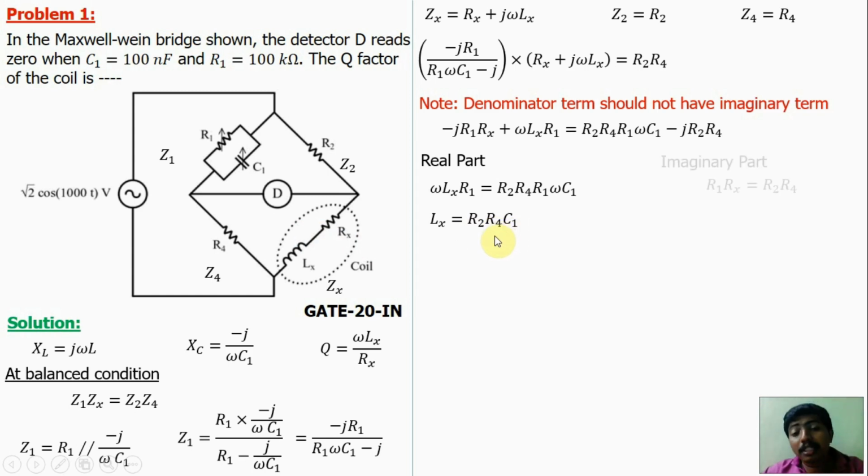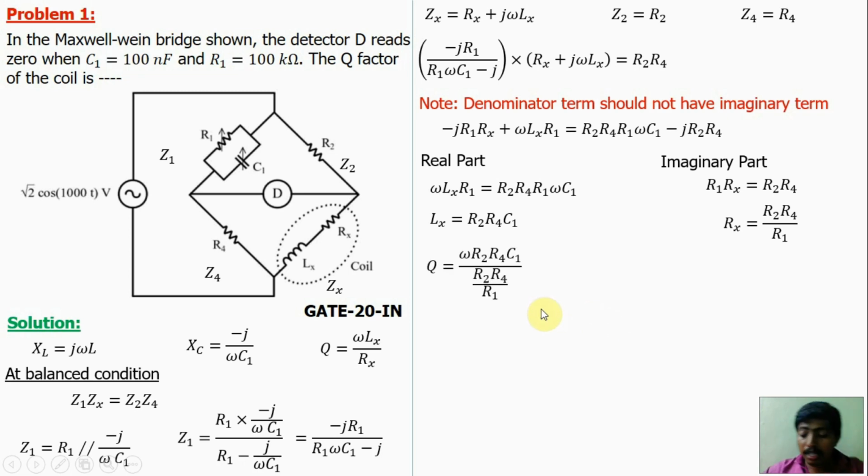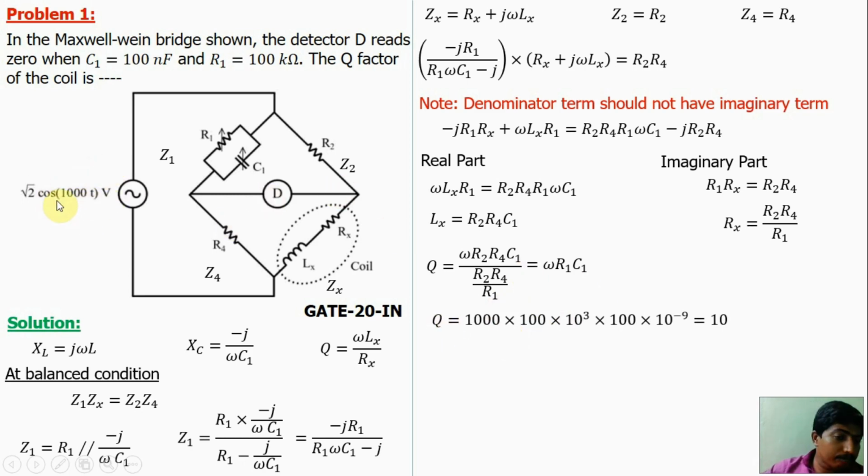Similarly, equate the imaginary parts. Here the imaginary part is R1 Rx, and here the imaginary part is R2 R4. So Rx is equal to R2 R4 by R1. Now the unknown resistance and unknown inductance calculation is over. We go to find the quality factor Q. Substitute these values in the quality factor equation, and we will get the answer as omega R1 C1. So substitute the value: Q is equal to omega, and this omega value is given here as root 2 cos omega t. Omega value is 1000.